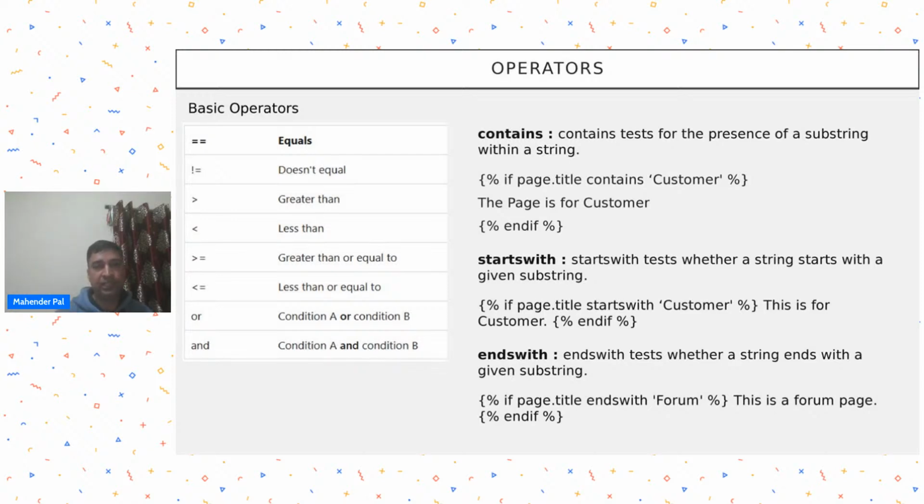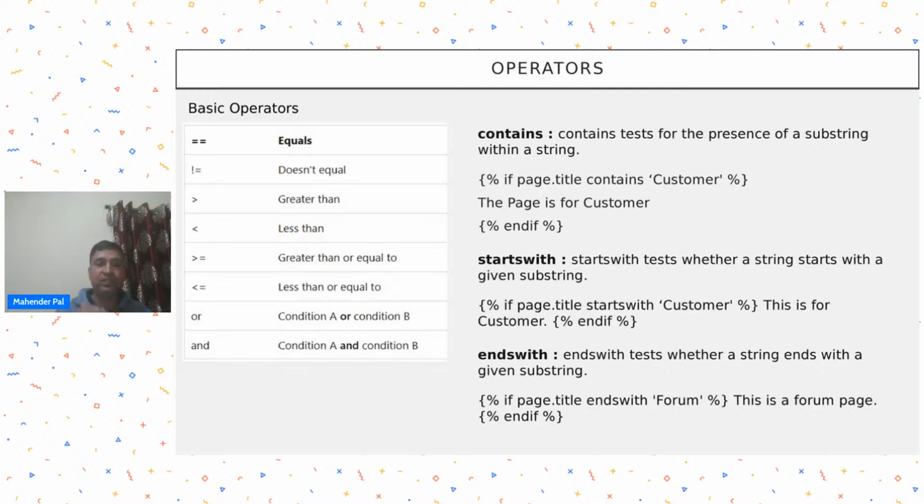So here you can see we have page dot title. It means that page is an object here, and under that title we want to check whether this page title contains customer. So we are using the contains operator to check if the page title has customer, then we write that this page is for the customer. You can see that we have the liquid tag here. Under that we have the if condition, and then we have the end if condition.